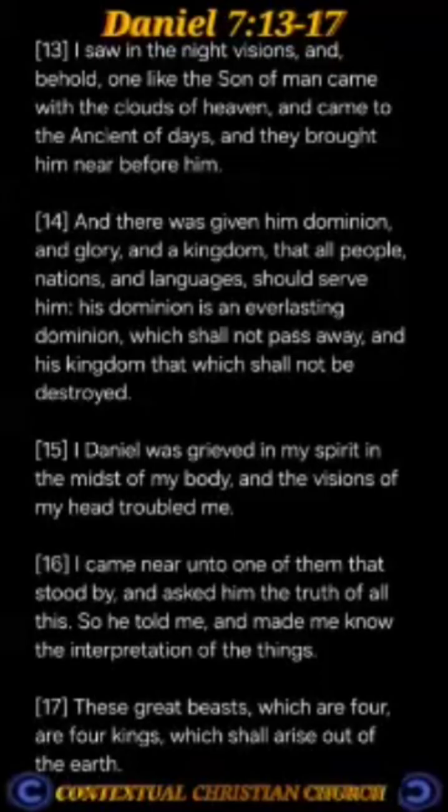Then I beheld till the thrones were cast down, and the Ancient of Days did sit, whose garment was white as snow, and the hair of his head like the pure wool. I totally forgot about this. His throne was like the fiery flame, and his wheels as burning fire. Okay, yeah. So I totally forgot about that. So now we're getting into the person that he's seeing in the visions, like the Son of Man.